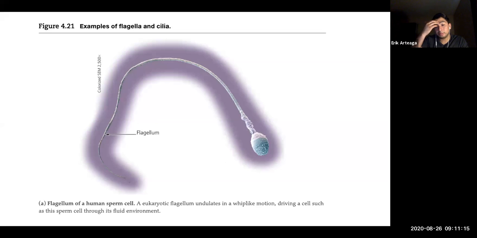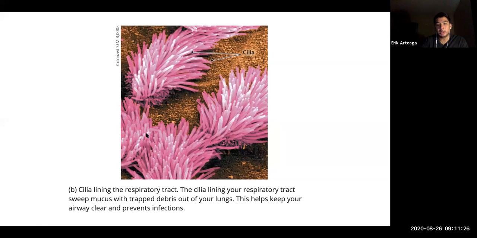So it undulates in a whip-like motion, driving a cell such as a sperm cell through its fluid environment. So again, moving quickly, spinning. Think of a propeller. So cilia, it's a little bit different. Again, utilizing the cellular structures, microtubules and other cellular structures, for the anchoring of these cilia.